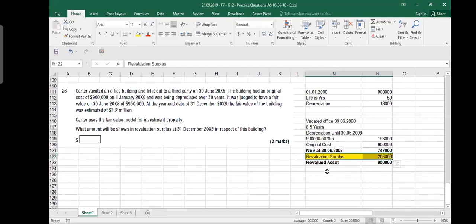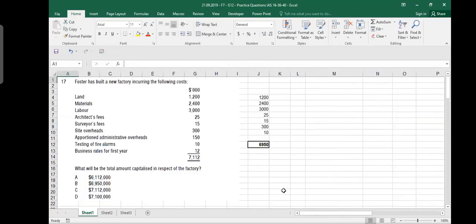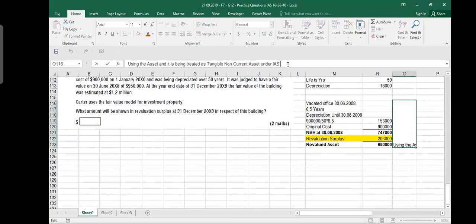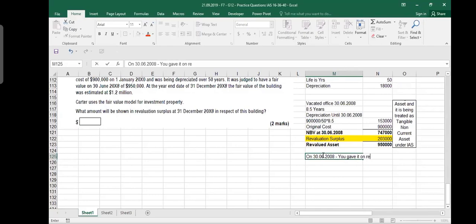Now, this is about 30th of June. Then you go up. And what happened? On this date, you left the property. Now you should remember that until this point, you were using the asset, and it is being treated as a tangible non-current asset under IAS 16. Do you understand my point? Because if you are using the asset, it is your IAS 16. On 30th of June 2008, you gave it on rent, which means you stopped using it. So now it is classified as IAS 40 investment property.